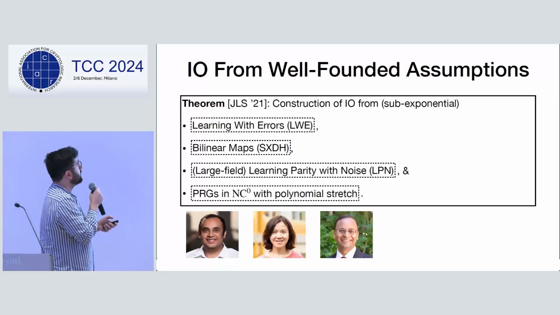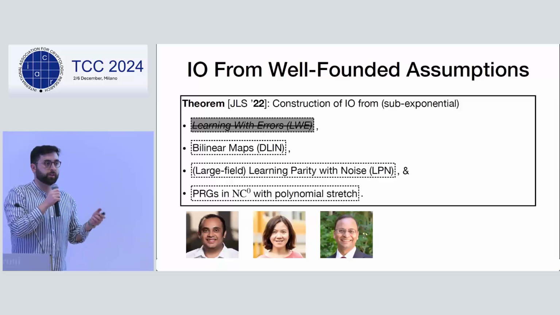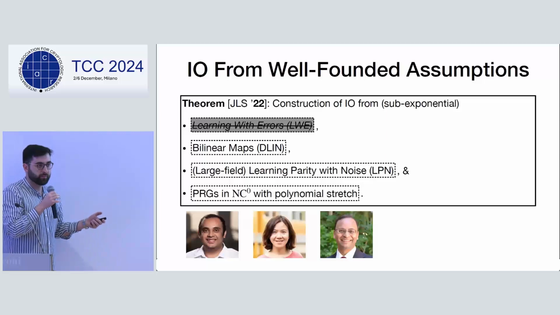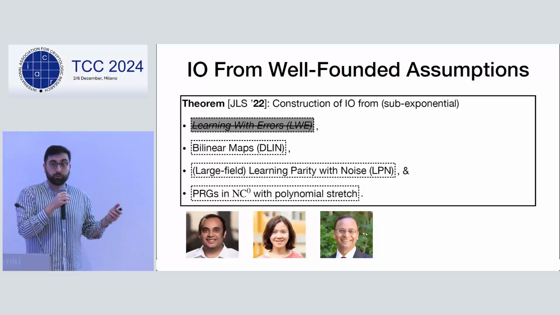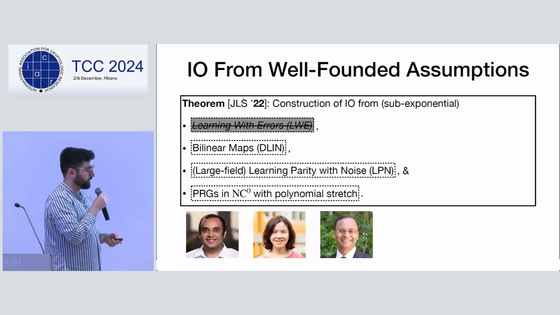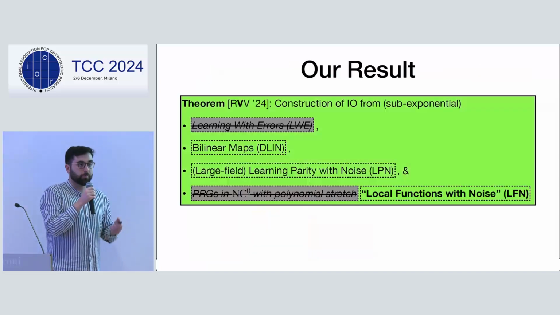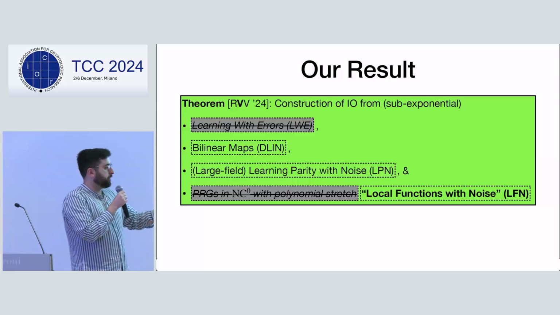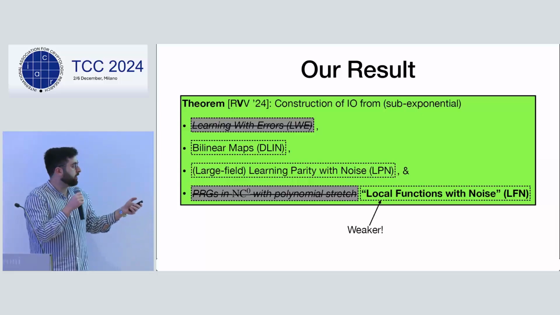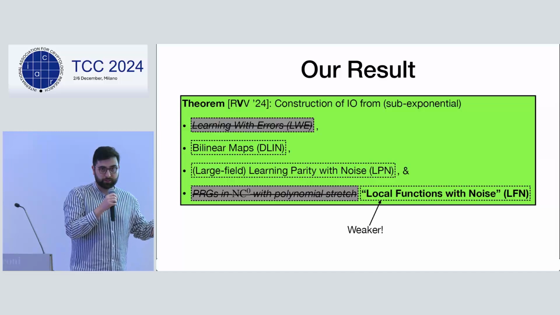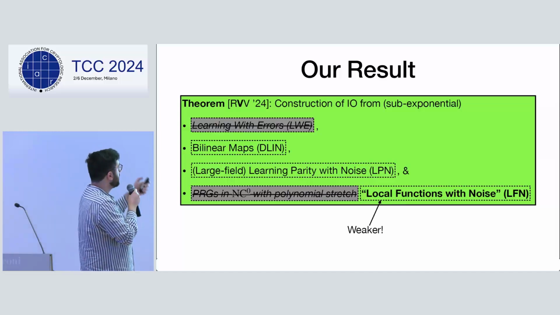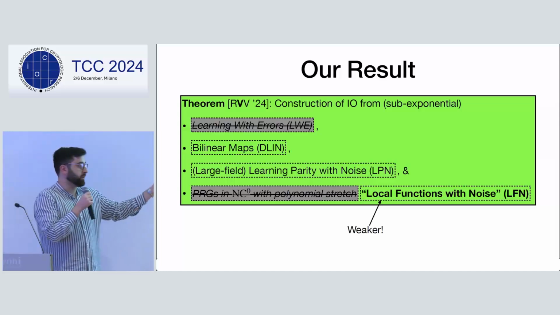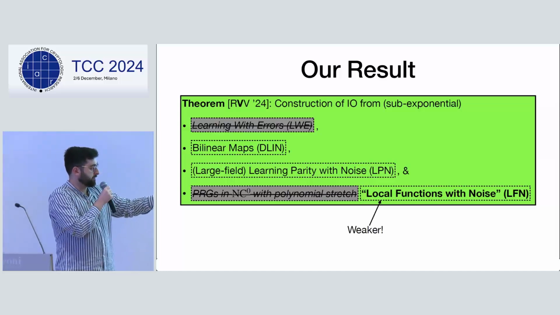Their follow-up work in 2022 removed the need for the learning with errors assumption, in particular getting the first construction of FHE without lattice or circular security assumptions. In our work, we replaced the last assumption, the PRGs in NC0, with a weaker assumption that we call local functions with noise. So let me reiterate, we take the JLS 22 construction and we've replaced the last assumption with something weaker. And what is this assumption?